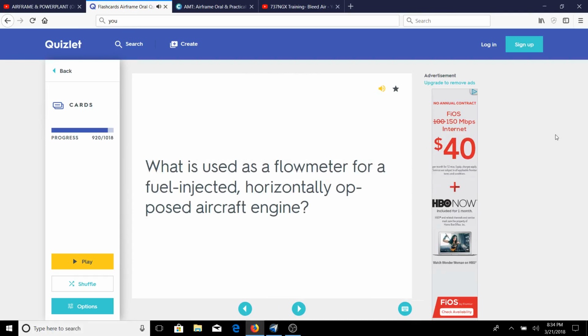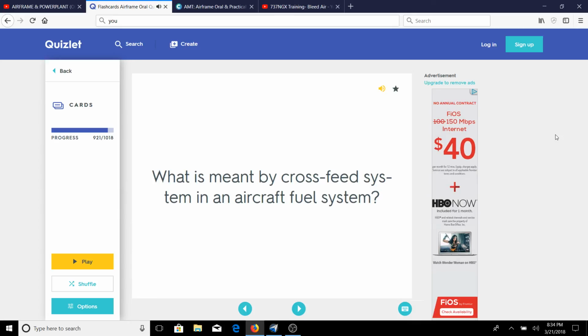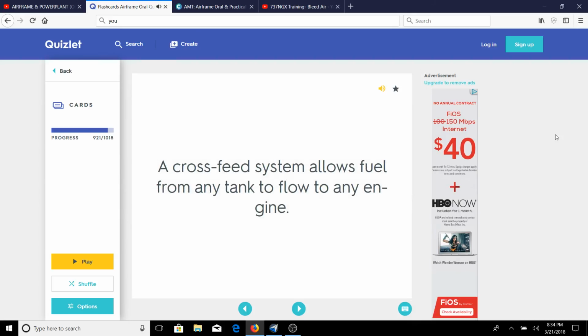What is used as a flow meter for a fuel-injected, horizontally opposed aircraft engine? A pressure gauge that measures the pressure drop across the injector nozzles in the engine. What is meant by a cross-feed system in an aircraft fuel system? A cross-feed system allows fuel from any tank to flow to any engine.